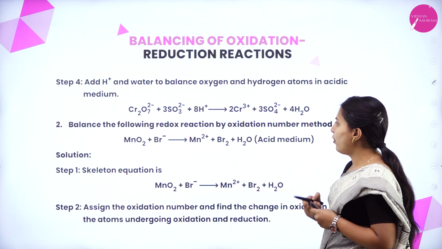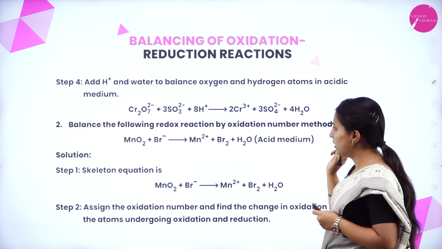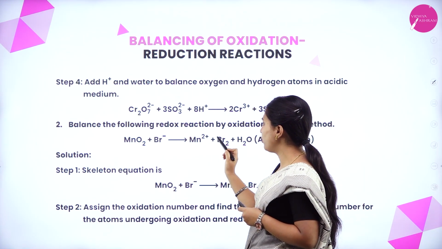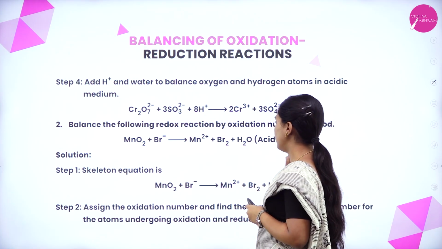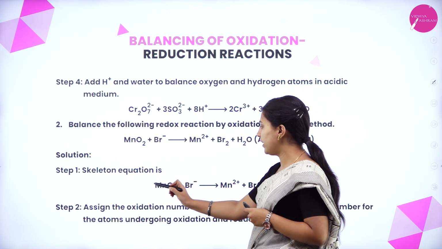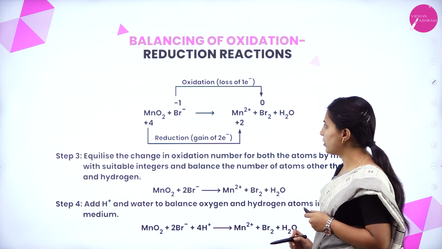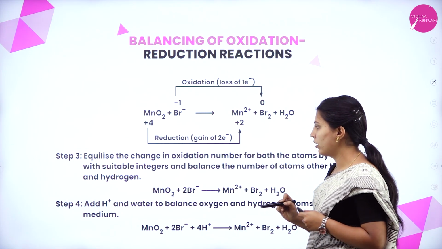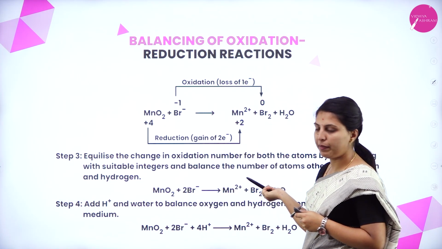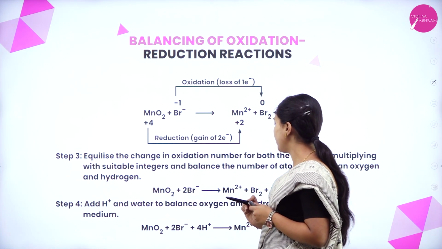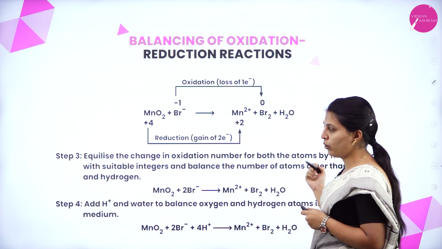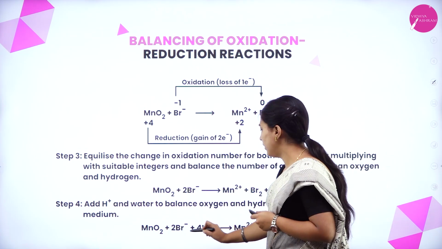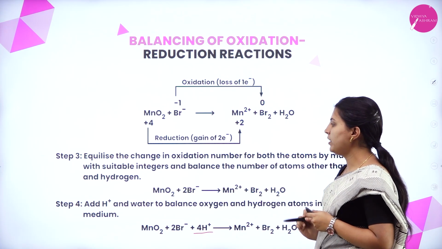Next, balance the following redox reaction by the oxidation number method. This is also in acid medium. MnO2 plus bromide, giving Mn2+ plus bromine plus H2O. Usually the skeletal equation they have written, and oxidation number: loss of 1 electron, and this is gain of 2 electrons. Equalizing by multiplying by suitable integers, MnO2 plus 2Br-, Mn2+, Br2, add H+ and water to balance oxygen and hydrogen atoms in acidic medium. They have added 4 H+ and it has been balanced.